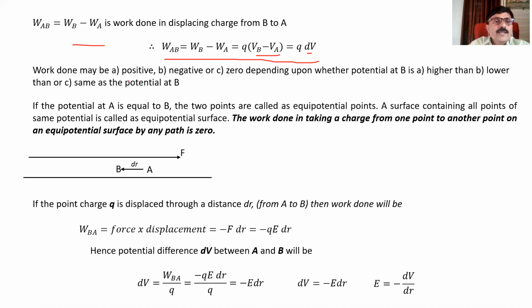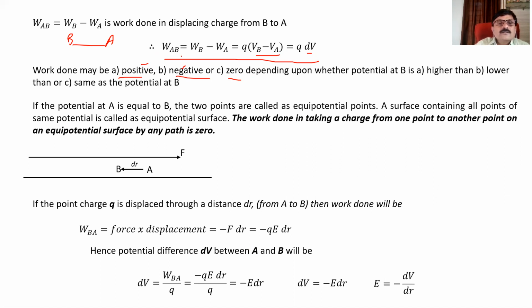Now this work done may be positive, it may be negative, or it may be zero, and it depends upon whether the point B is at higher potential than A, or whether it is at lower potential than A, or whether the potential at the 2 points is the same. Depending upon all these three cases, this work done will be positive, negative, or zero. That one should remember.